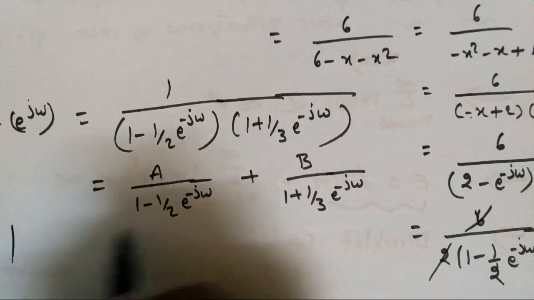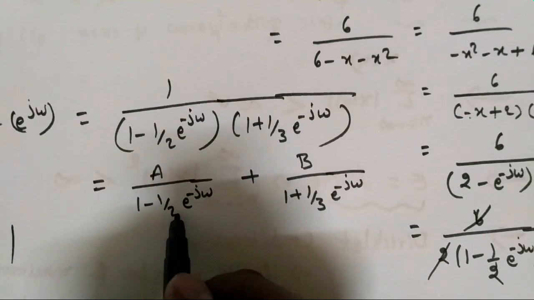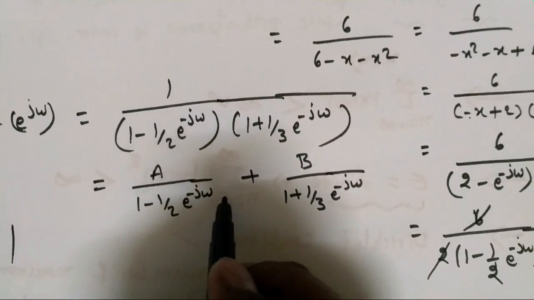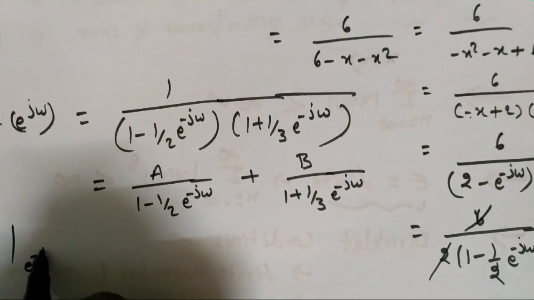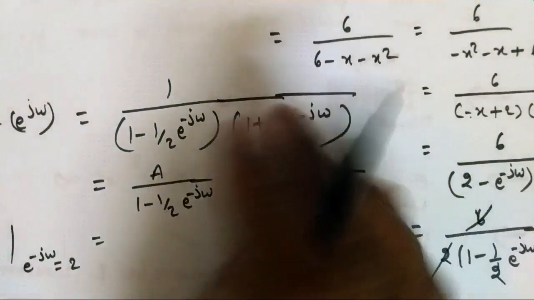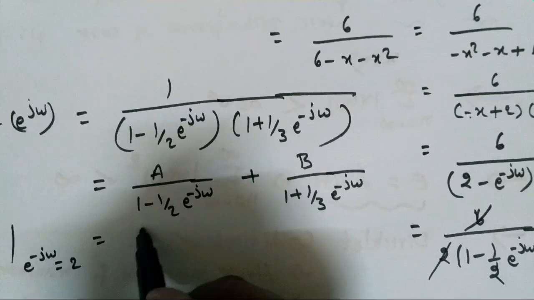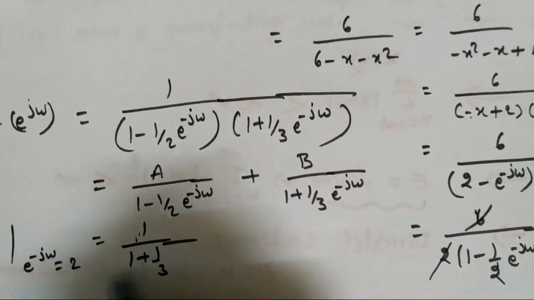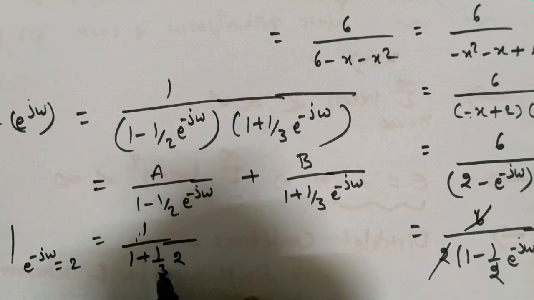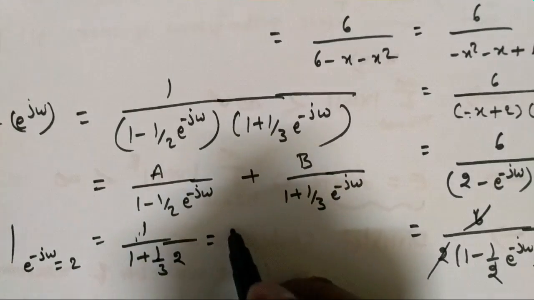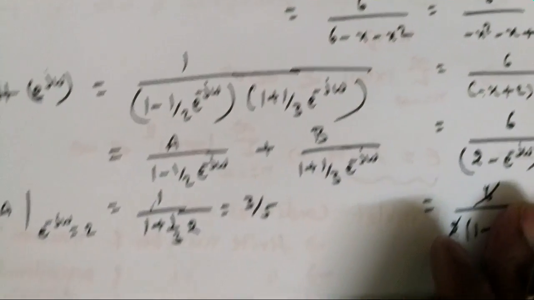Now to find A, what we need to substitute is e power minus j omega equal to 2, right? Since 1 minus 1 by 2 into e power minus j omega equals 0, e power minus j omega will become 2. We substitute this into the other factor, which should not become zero. So 1 by 1 plus 1 by 3 into e power minus j omega, which is 2, so this is 2 by 3. So 1 plus 2 by 3 means we'll get 3 by 5.